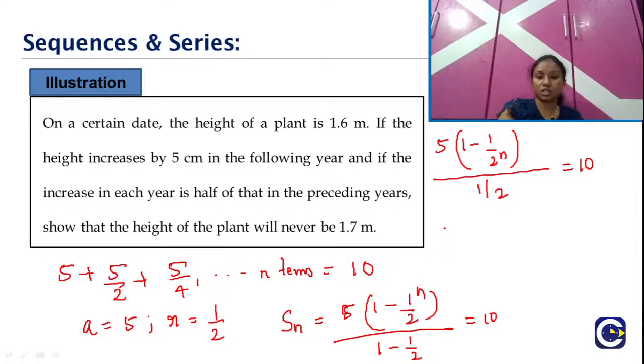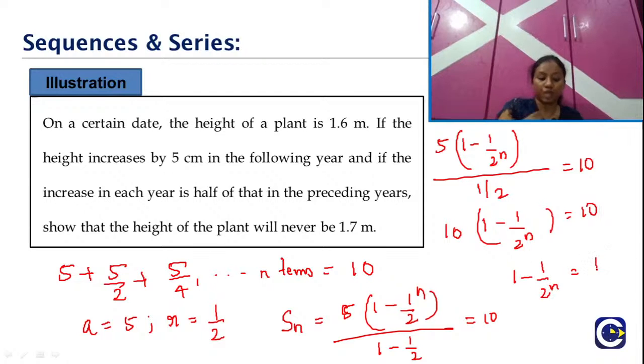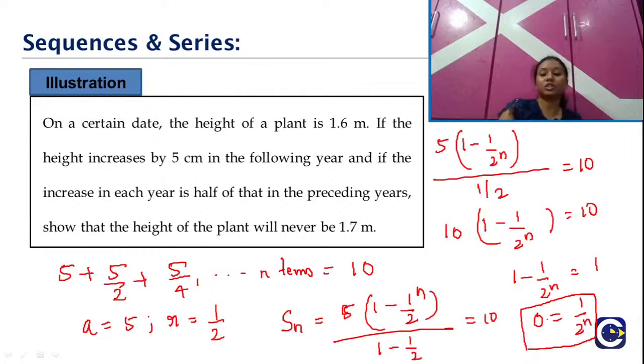So this will come here, that means 10. In the numerator, 1 minus 1 by 2 power n is equal to 10 again. So this will become 1. So 1 minus 1 by 2 power n is equal to 1. Now if I bring this, 1 minus 1 will become 0. So 0 equals 1 by 2 power n. So how will this become 0? For what n value will this become 0?